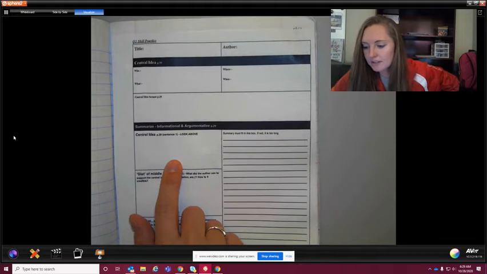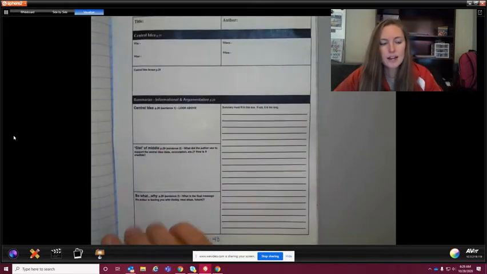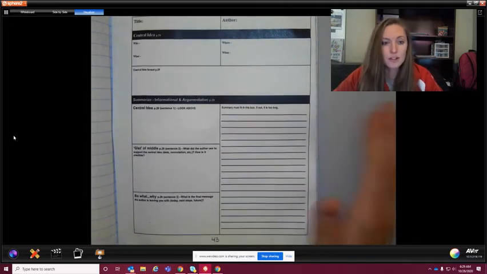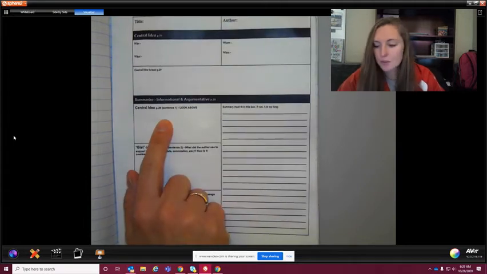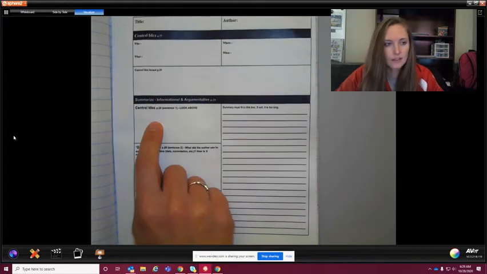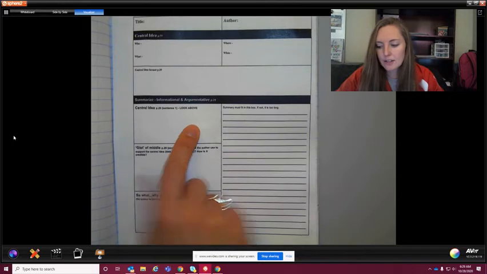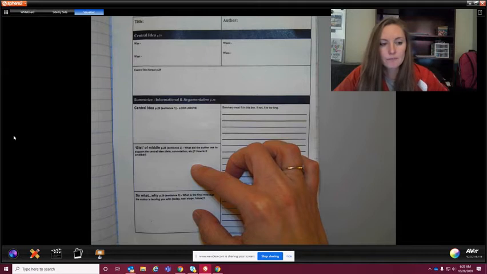Then we have the next thing, which is summarizing. To summarize a nonfiction article, you need to have 3 sentences. That's all I'm going to ask you to do, just 3 sentences. The first sentence is going to be your central idea, which you've already done up top. So I'm not going to ask you to rewrite that. You can just draw an arrow. But that means you have 2 other sentences that you need to write to summarize that article.